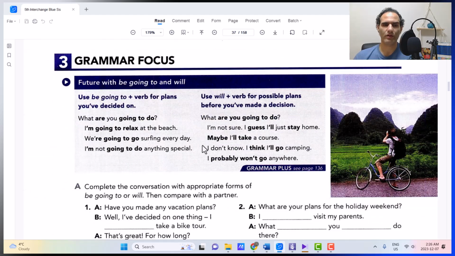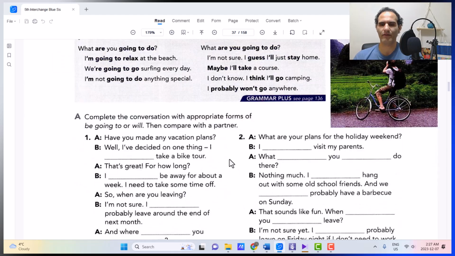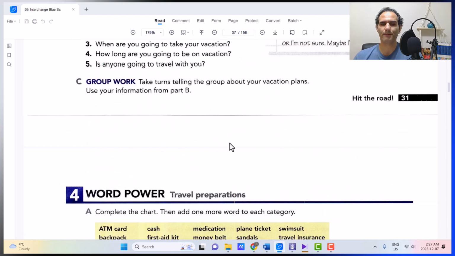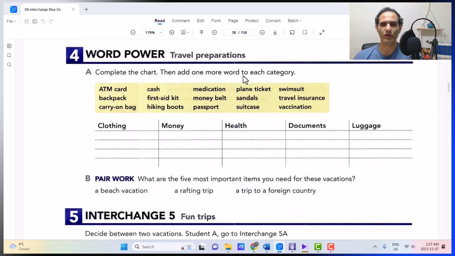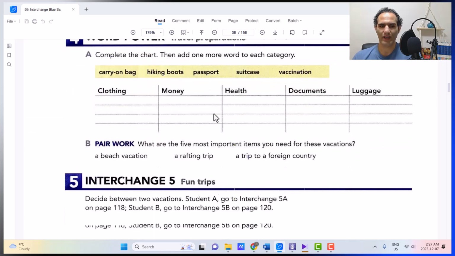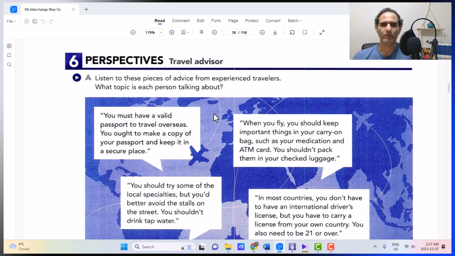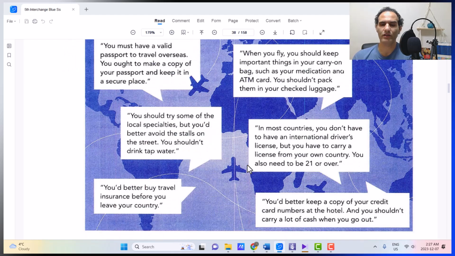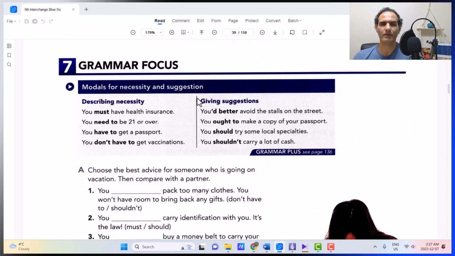In the grammar part, I told you about be going to and will. Be going to is for when you have plans. Will is for when you do not have that much of a plan. Both of them talk about the future. Word power had some vocabulary related to travel. Perspectives prepared your mind to talk about the grammar focus: modals for necessity, modals for suggestion.